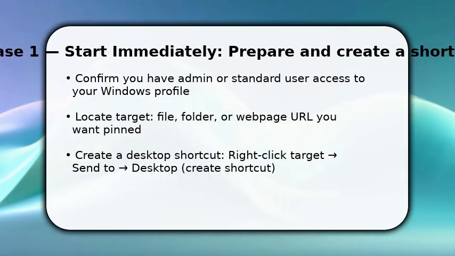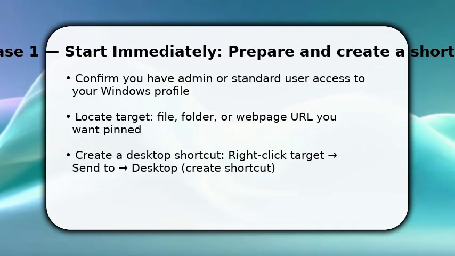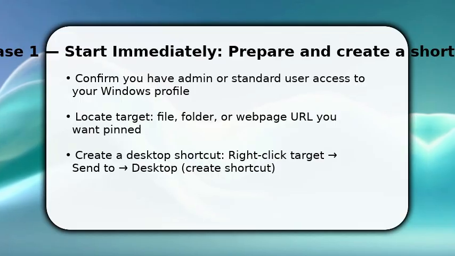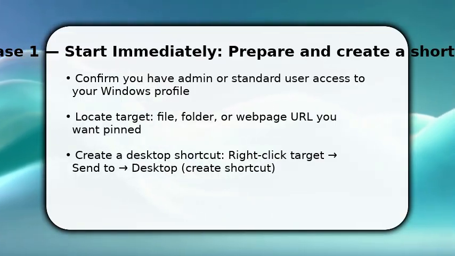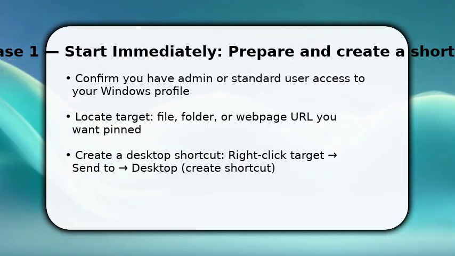You start by preparing a usable shortcut. This is the only reliable way to pin a link to the taskbar. First, locate the file, folder, or web page URL you want to pin. Once found, right-click the item and choose Send to, then Desktop, Create Shortcut. If it is a web page, copy the URL and create a shortcut on the desktop by right-clicking the desktop, choosing New, then Shortcut, and pasting the URL. Make sure the shortcut works before moving on.